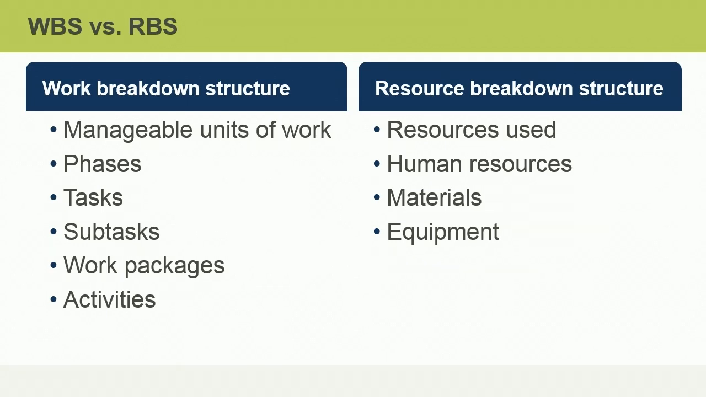A work breakdown structure, or WBS, decomposes a project into manageable units of work. Elements in a WBS include project phases, tasks, subtasks, and work packages. These represent all the activities in a project. A resource breakdown structure, however, decomposes a project according to the resources used. The building blocks are titled according to the role or position of human resources, resource names, and equipment names.